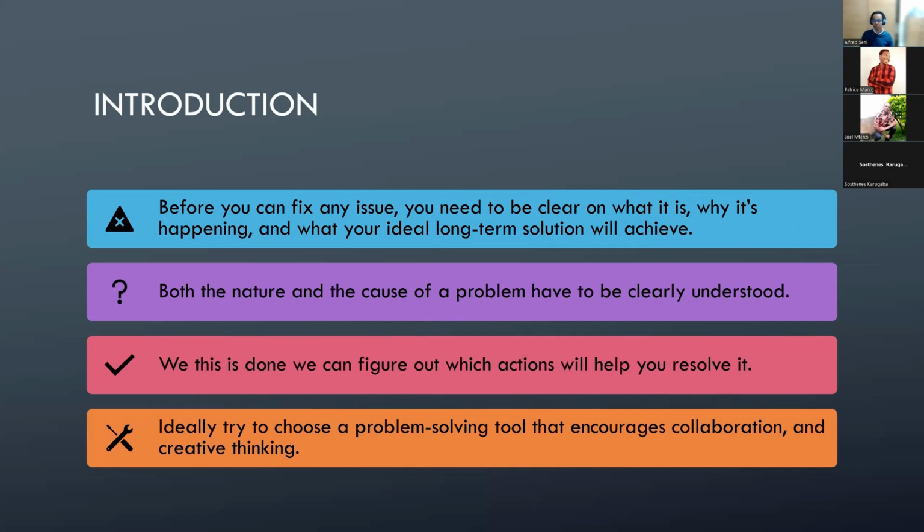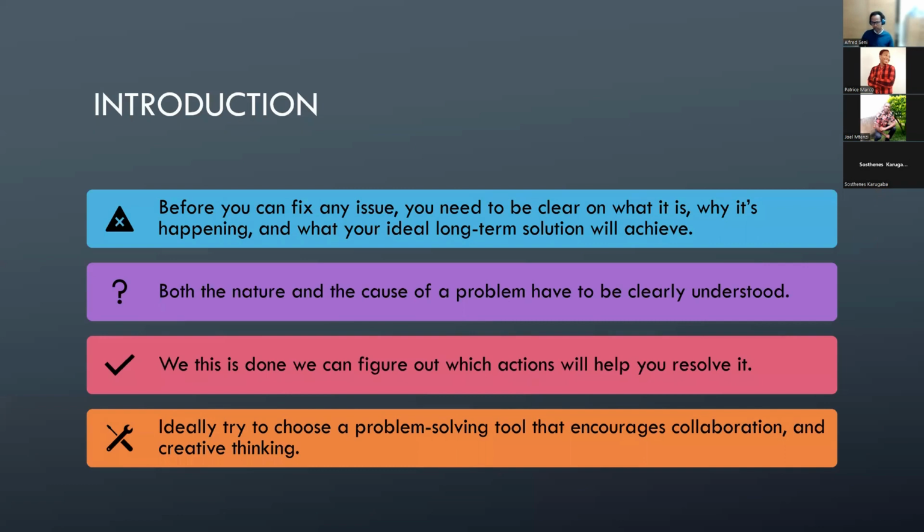Ideally, try to choose a problem-solving tool that encourages collaboration and creative thinking. So there are problem-solving tools out there that help you to navigate through a problem so that you can find a long-term solution, because we are looking for a long-term solution. Why are we looking for a long-term solution? Because we don't want the same problem to keep on happening again and again.